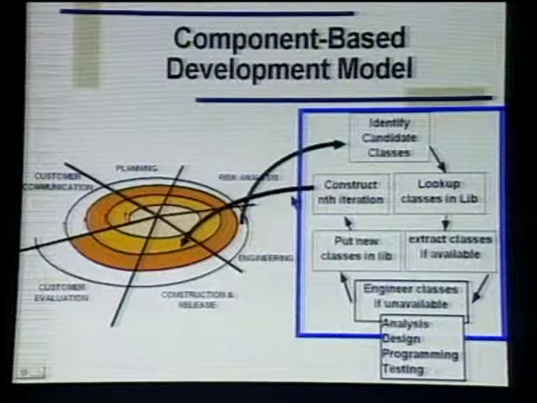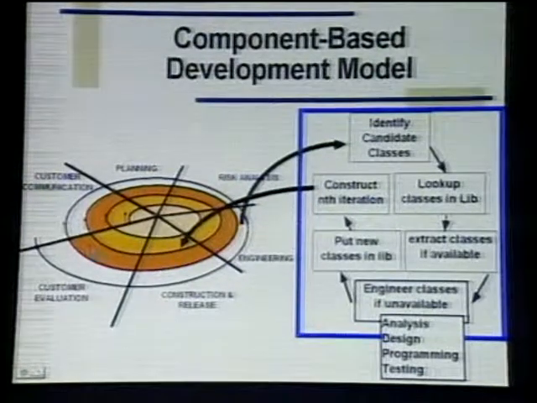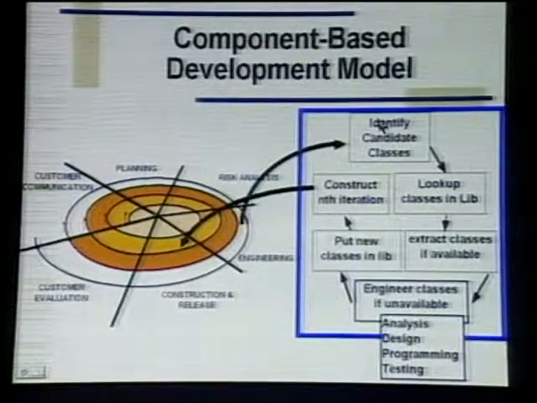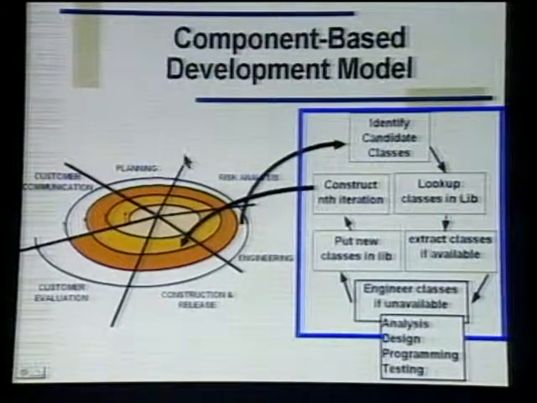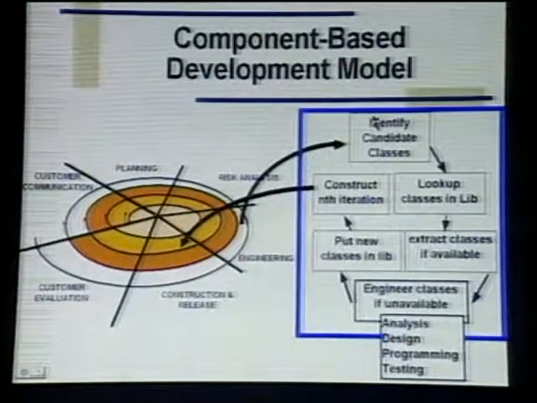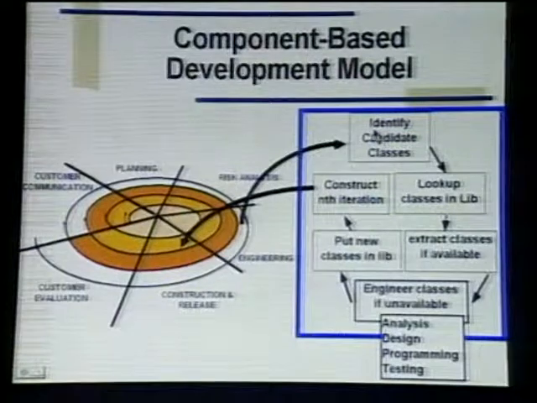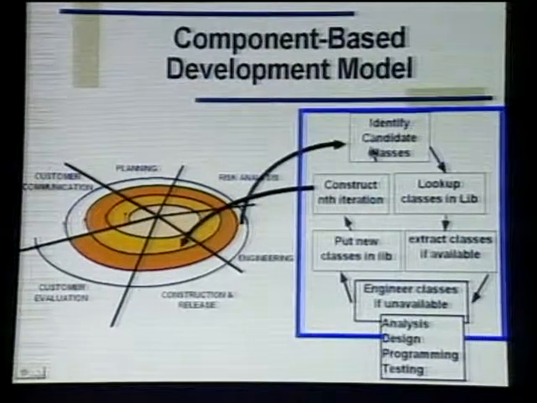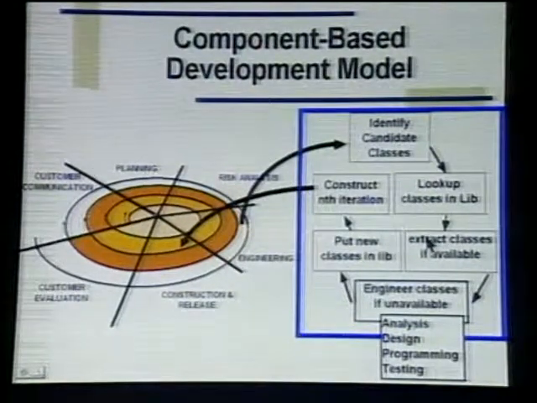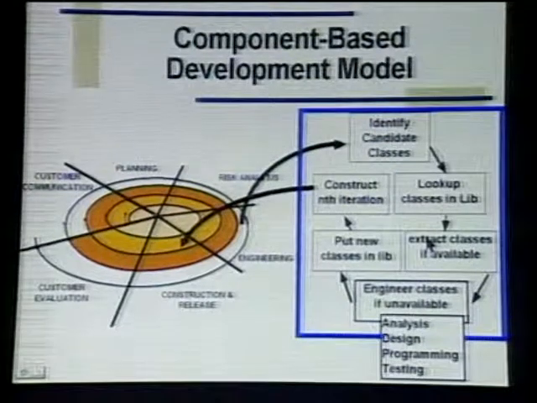Another model, which is again based on the incremental approach, is called the component-based development model. And the component-based development model, again we have the spiral model, but during the engineering phase, we follow these steps. The rest of the steps are similar to the spiral model. It's only the engineering phase which requires us to follow these steps. And the first step, we identify candidate classes. We look up classes in libraries. We extract the classes if they are available.